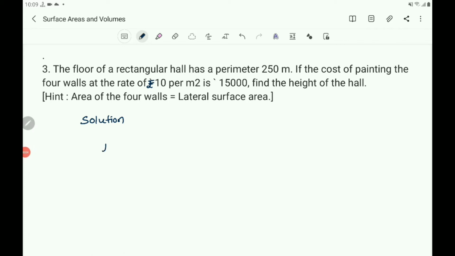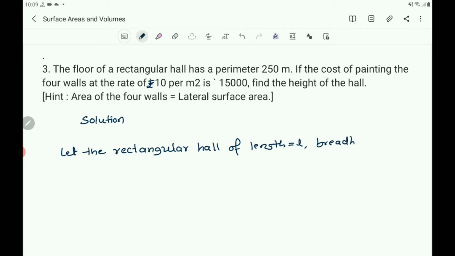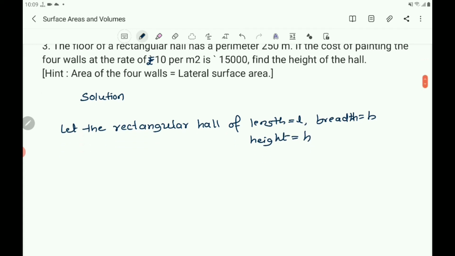It is a rectangular hall. Let us take the length of the rectangular hall is L. Let the rectangular hall be of length L, breadth B, and height H. Now what is given?